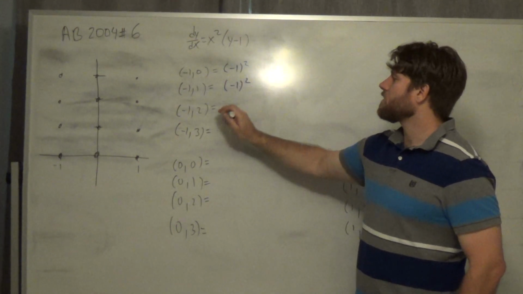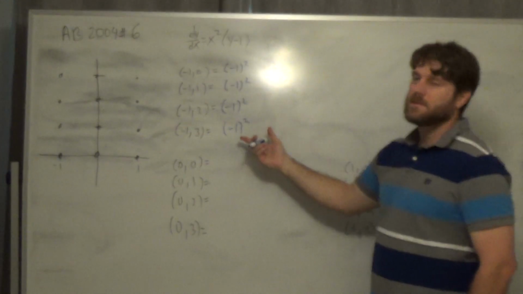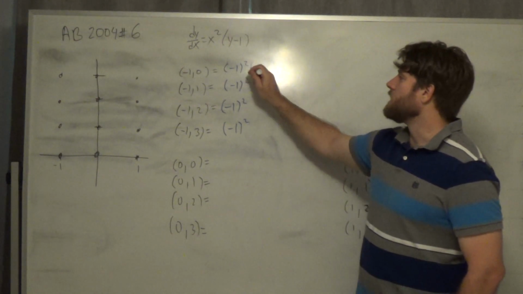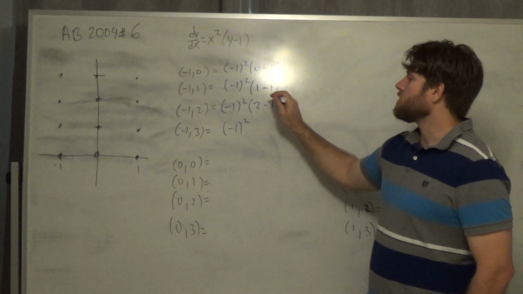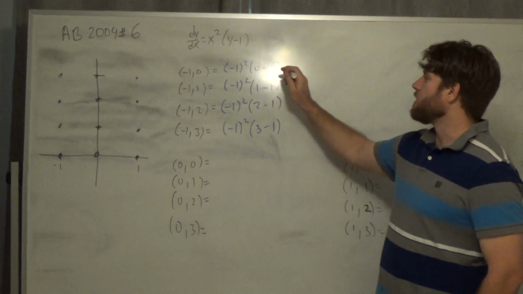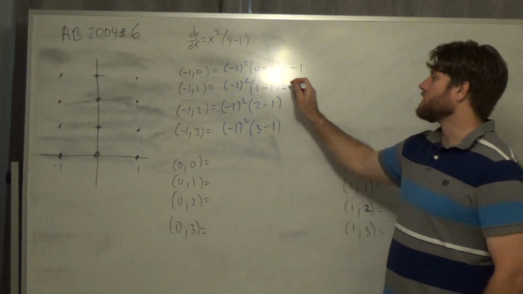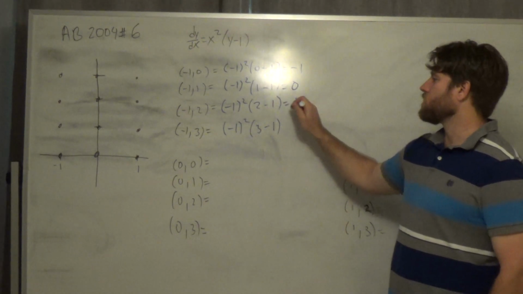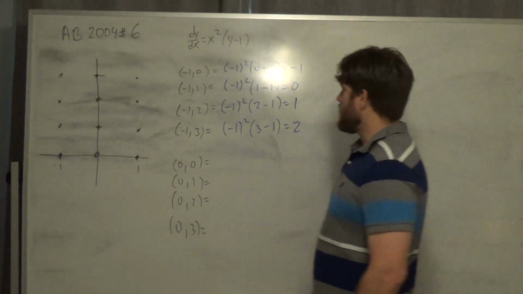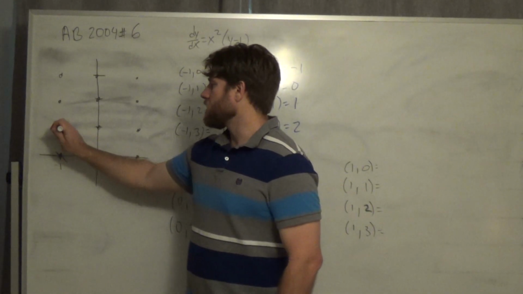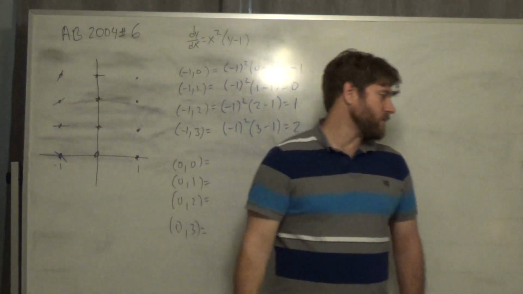Now, each of the x's here are -1, squared is simply 1. And now 0 minus 1, 1 minus 1, 2 minus 1, and 3 minus 1. Alright, so this first one is 1 times -1, which is -1, 1 times 0, which is 0, 1 times 1, which is 1, and 1 times 2, which is 2. So my slopes start off at -1, and then 0, and then 1, and then 2. Just make sure you're making it steeper as you graph it.